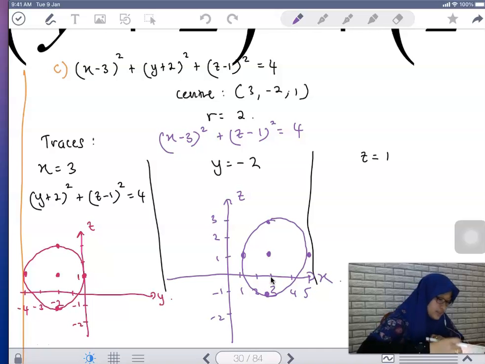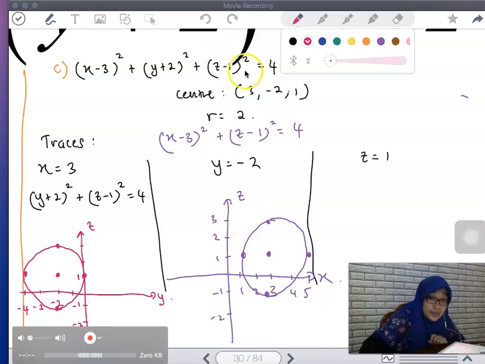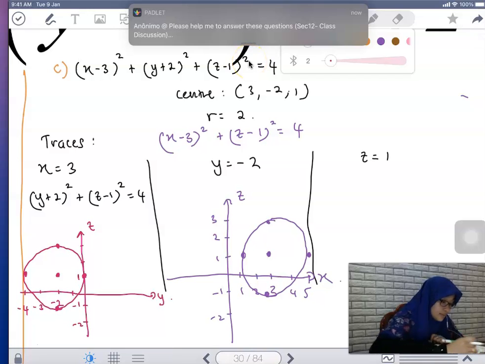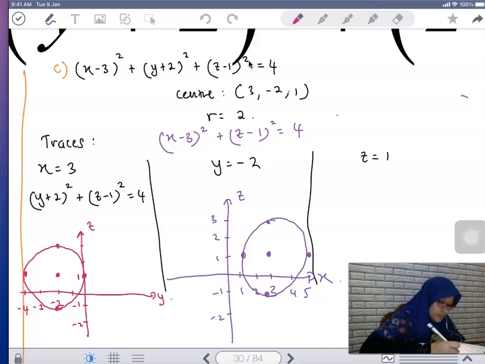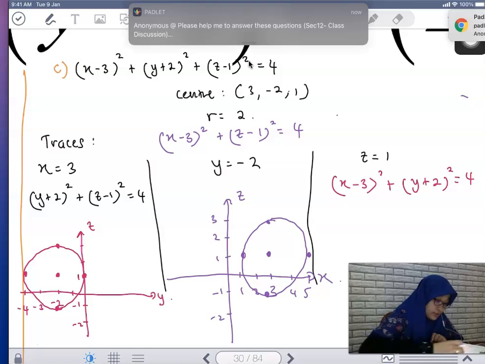Now z equal to 1. When you have z equal to 1, you put z equal to 1 into this equation. So now you get (x minus 3) squared plus (y plus 2) squared equal to 4. Now we draw here.